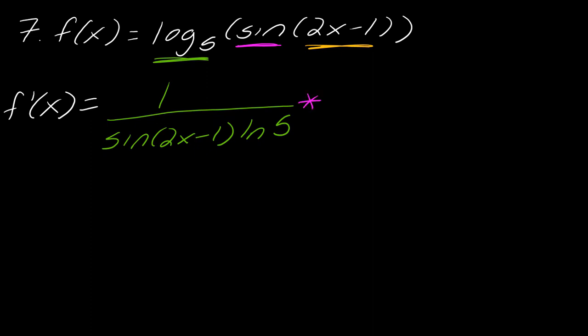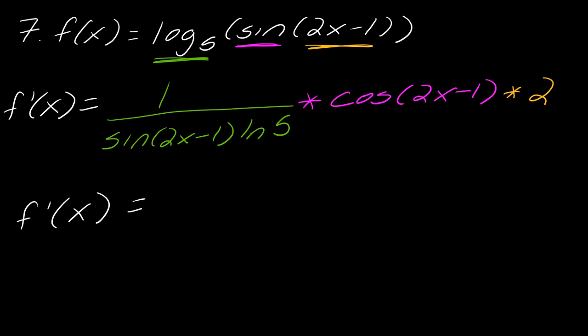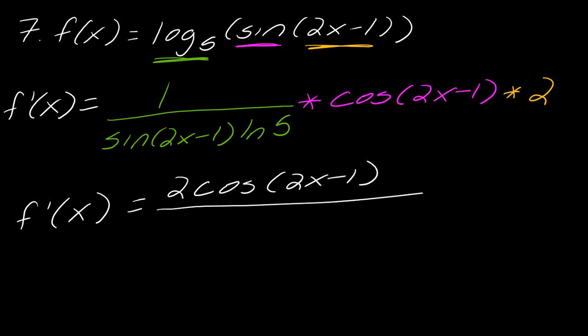Now I multiply this by the derivative of the next function. The derivative of sine is cosine. And again, I leave that inside function intact. And then finally, the derivative of the innermost function is just 2. Okay, so now I just have to simplify all of this. There's not a ton of simplifying to do here. It's going to be 2 cosine of 2x minus 1 over sine of 2x minus 1 times the natural log of 5. And so that's it.